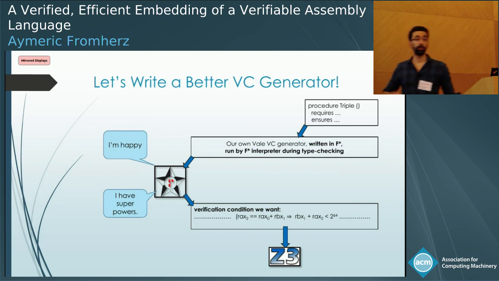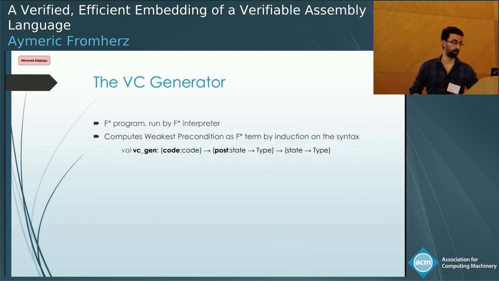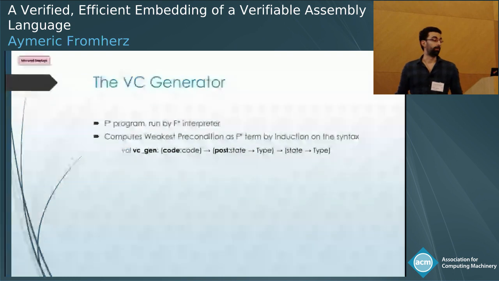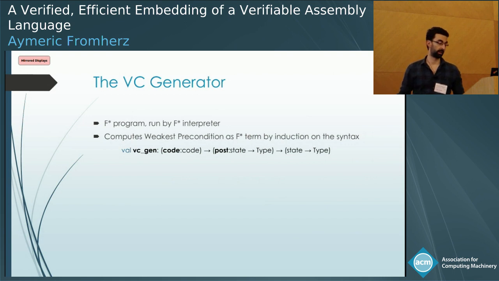So the better solution that we adopt here is to write our own Veil VC generator, but as an F-star program, and to ask F-star to run it during type checking using its interpreter. So F-star will then directly generate the verification conditions we want and pass them to Z3. This VC generator is an F-star program that computes weakest preconditions. It takes some Veil code and a postcondition that we want satisfied, and it returns an F-star term corresponding to the precondition that is computed by induction on the syntax.